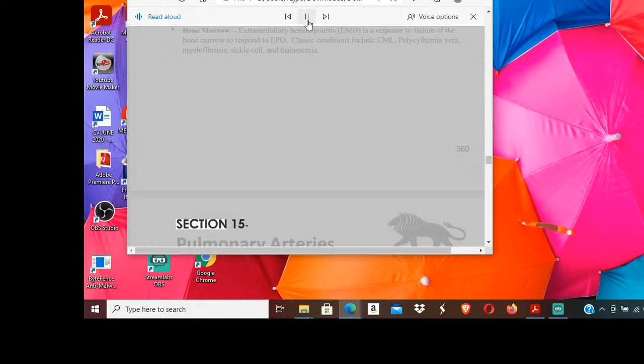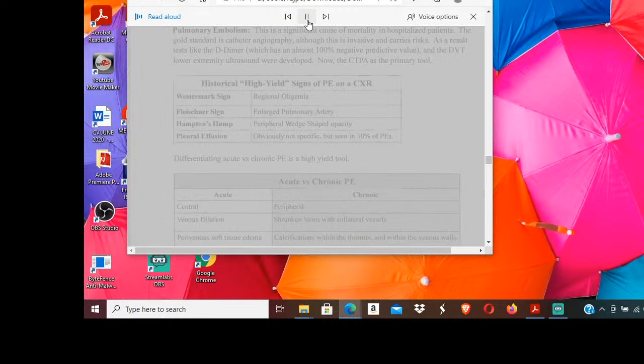360. Section 1.5. Pulmonary arteries. Pulmonary embolism, this is a significant cause of mortality in hospitalized patients. The gold standard is catheter angiography, although this is invasive and carries risks. As a result, tests like the D-dimer, which has an almost 100% negative predictive value, and the DVT lower extremity ultrasound were developed. Now, the CTPA as the primary tool.